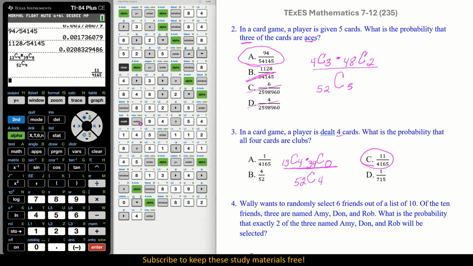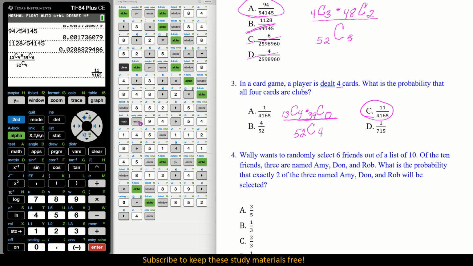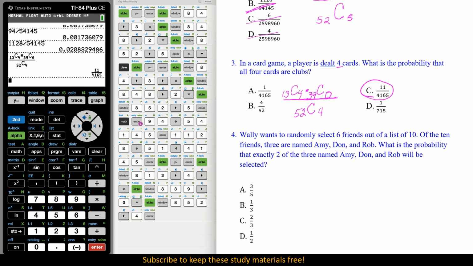Good. All right, well, that was unique. But we need to know how to do them. You never know what questions they're going to ask you. All right, now let's look at number 4.